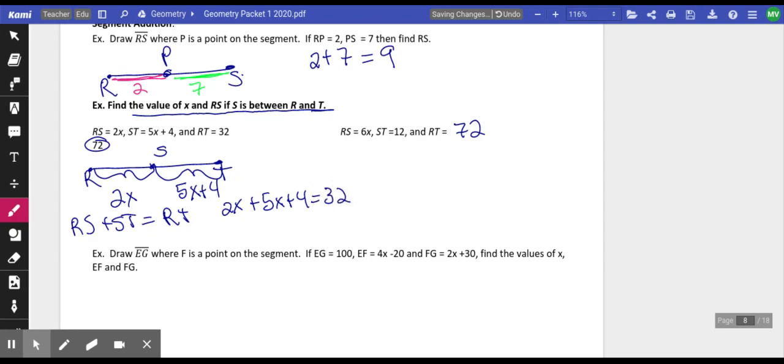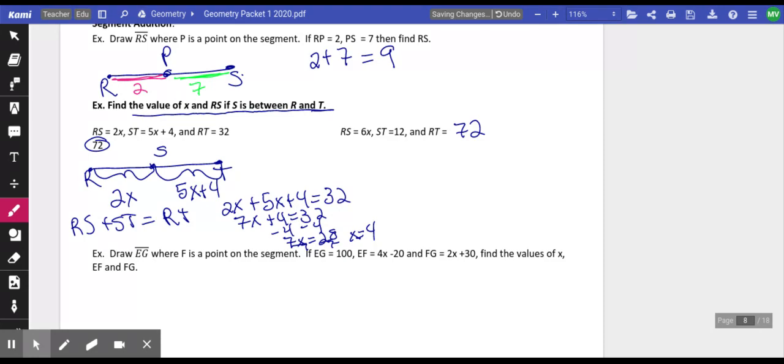So hopefully you remember your algebra. Combine my terms. Then subtract 4 from both sides. And we get 7x equals 28. Divide by 7, and x equals 4. So that's the value for that one.